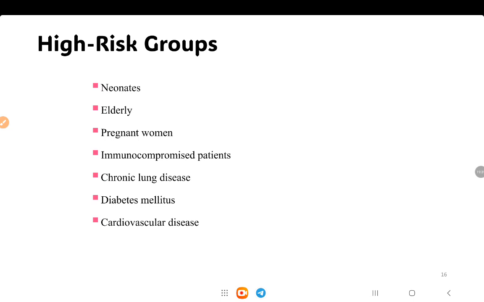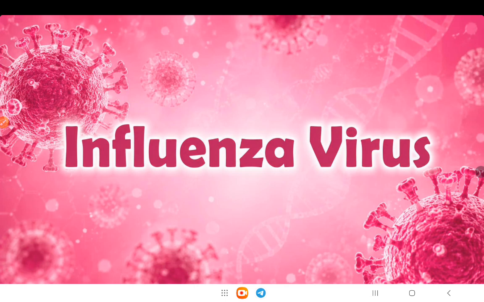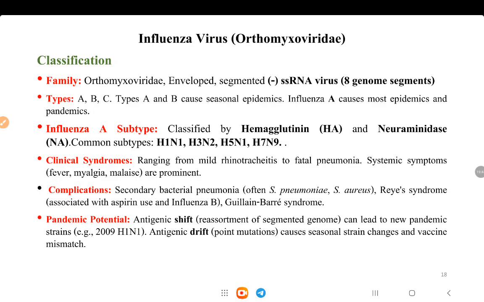Let's start by talking about the first virus, influenza virus. Influenza virus infects the respiratory tract. Influenza virus belongs to the Orthomyxoviridae family. It is an enveloped virus with a segmented negative-sense RNA genome composed of 8 segments. There are three types: A, B, and C.